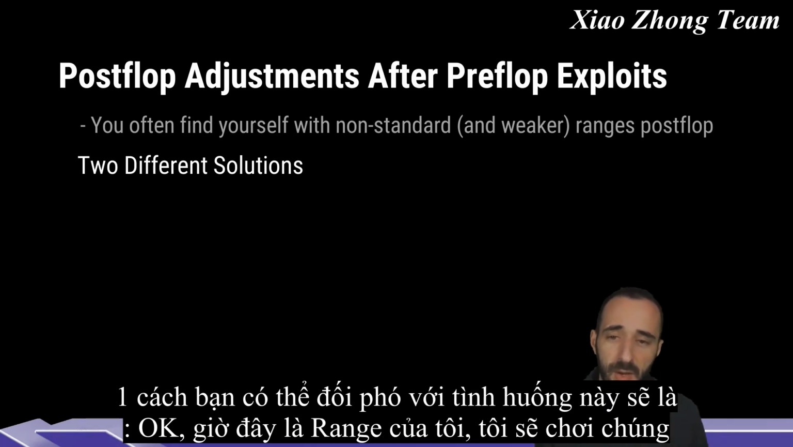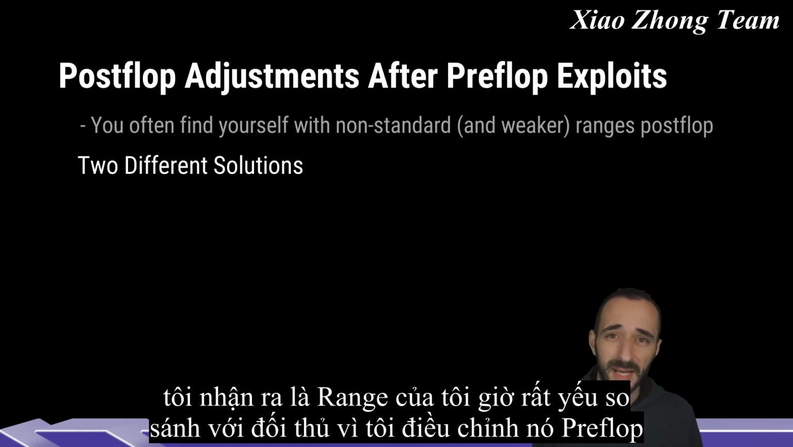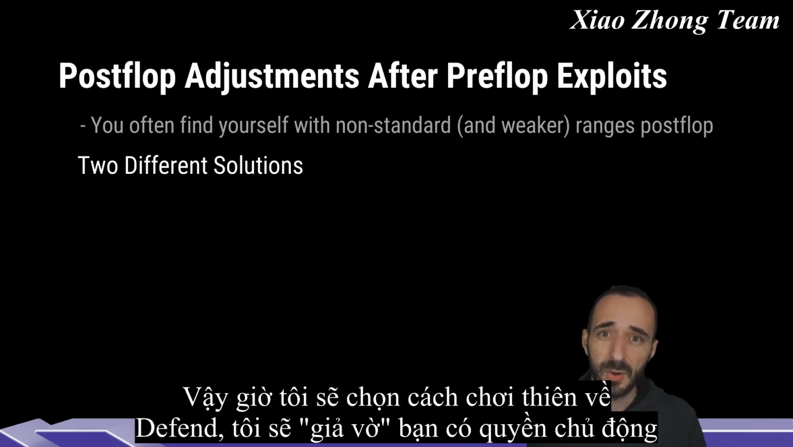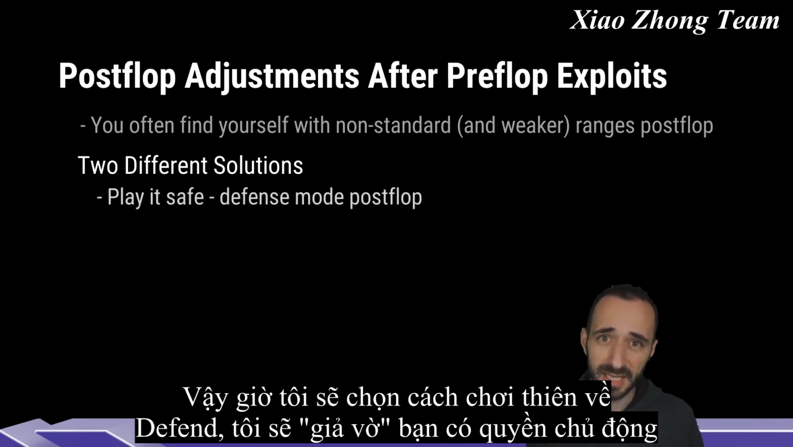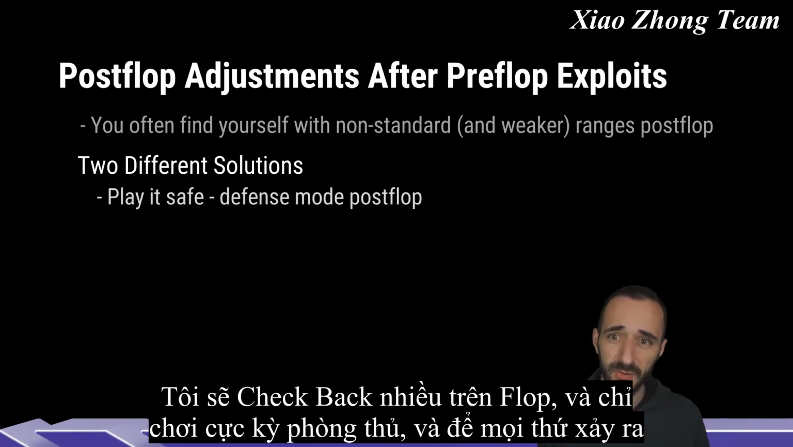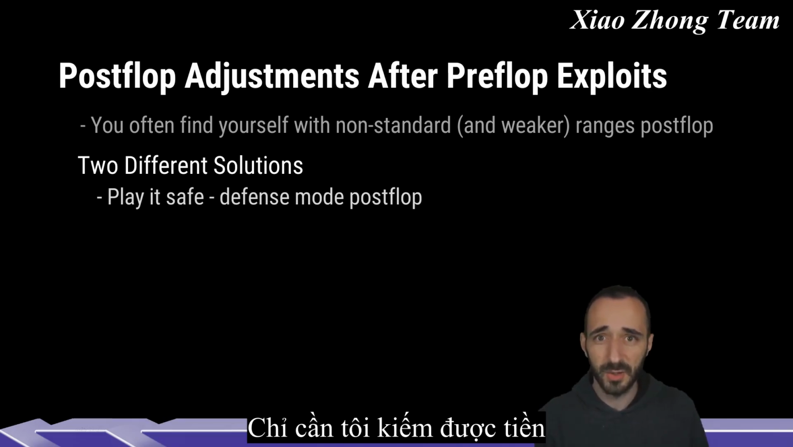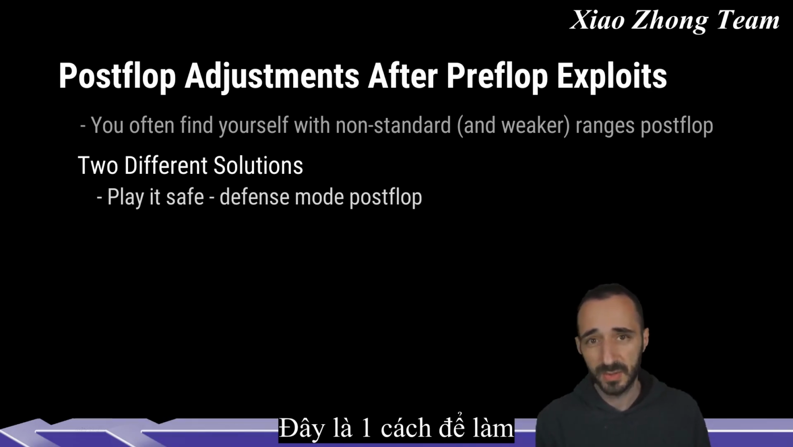Okay, so one way you could treat the situation would be to say, okay, these are now our ranges. I'm going to play as though they are our ranges. I realize that my range is now very weak compared to yours because I've widened it pre-flop. So I'm going to take a much more defensive stance. I'm going to pretend you had the initiative. I'm going to check back a lot on the flop and just play super defensive. And what happens, happens. Like we said, as long as I don't mess up, I made my money. So this is one way to go.